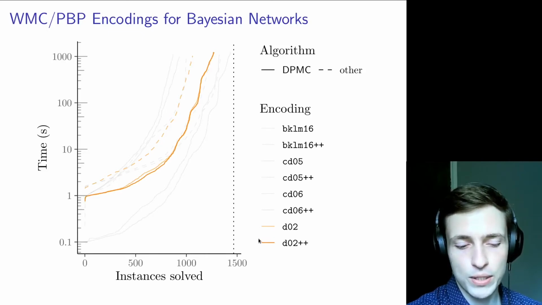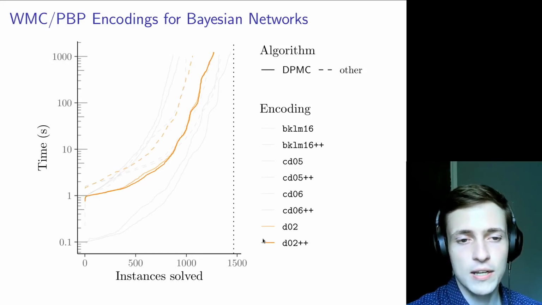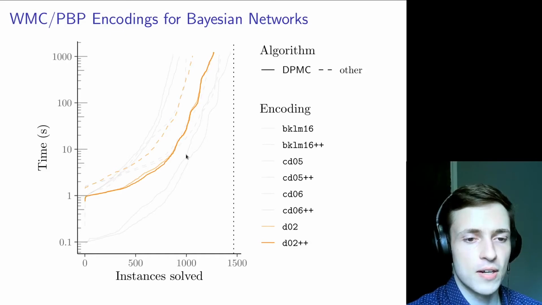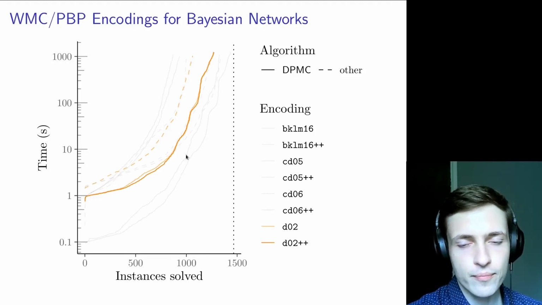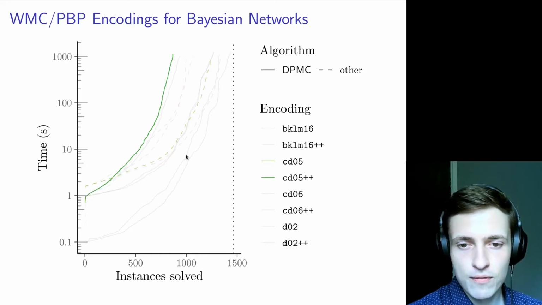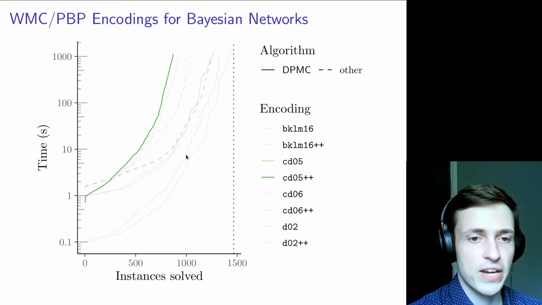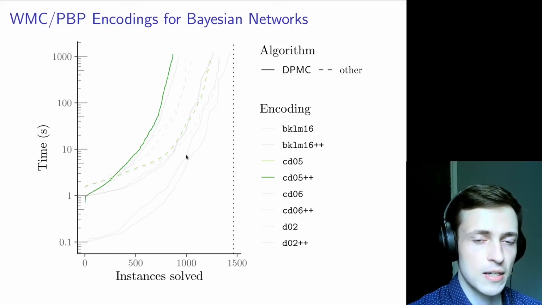So if we start with the first WMC encoding ever proposed, we can see that it runs better with DPMC than with the original algorithm, but the performance difference between applying our transformation and not applying it is virtually non-existent. The next 2 encodings are minimum cardinality WMC encodings, so they are incompatible with most WMC algorithms, including DPMC, but our transformation makes them compatible.